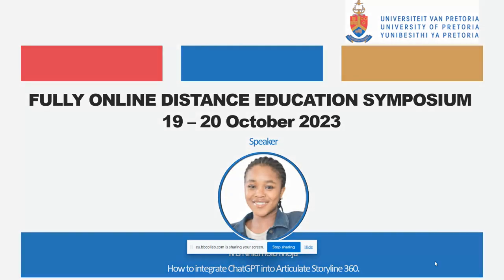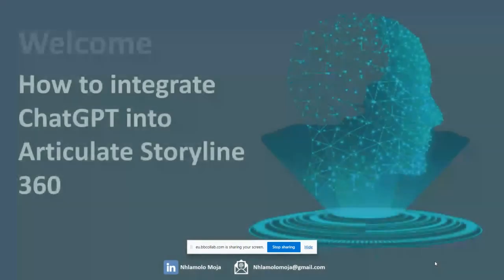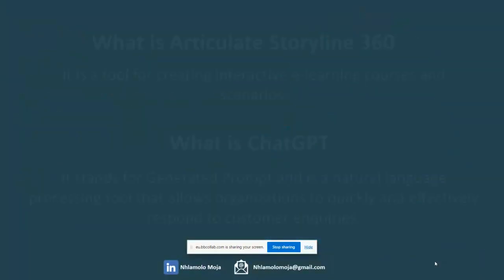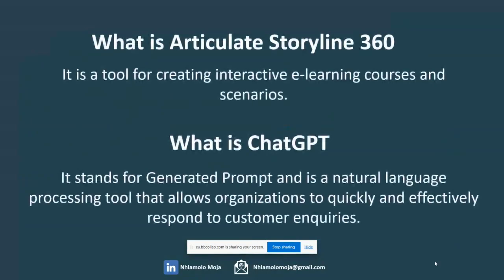Okay, so today I'll be talking about how to integrate ChatGPT into Articulate Storyline 360. So first things first, what is Articulate Storyline 360? It is a tool for creating interactive e-learning courses and scenarios, whereas ChatGPT, which stands for Generative Pre-trained Transformer, is a natural language processing tool that allows organizations to quickly and effectively respond to customer inquiries.